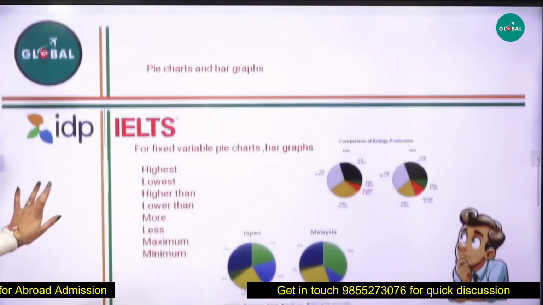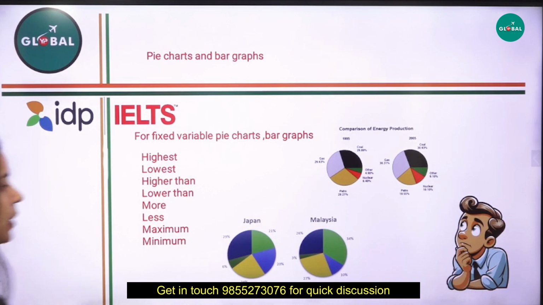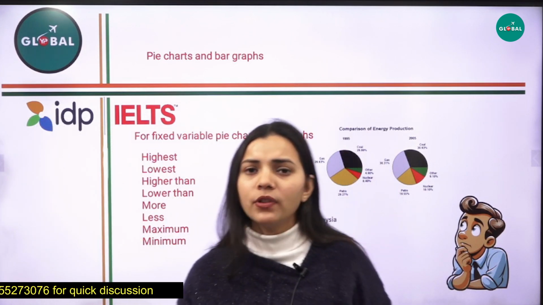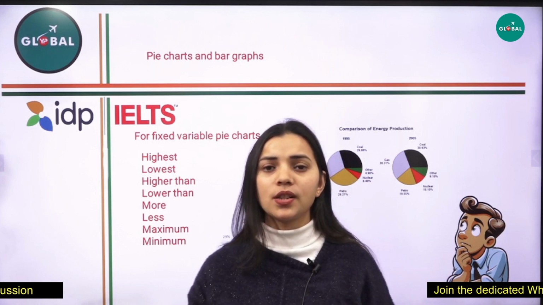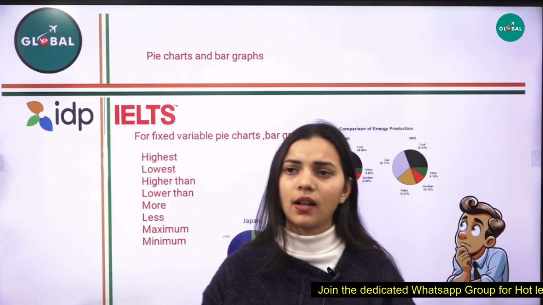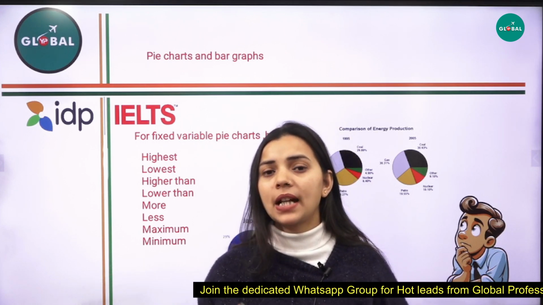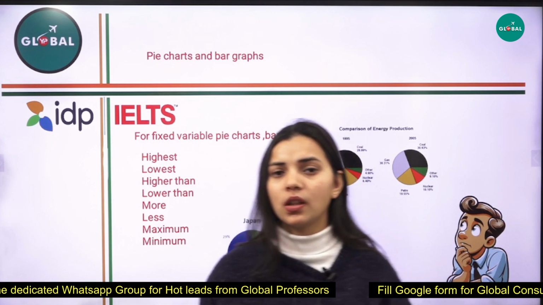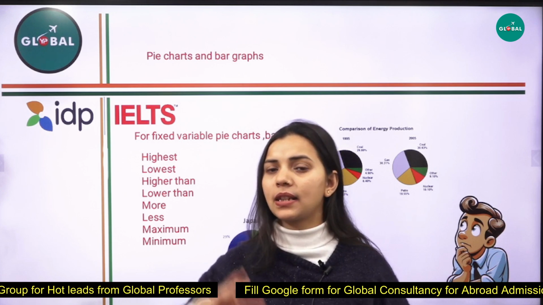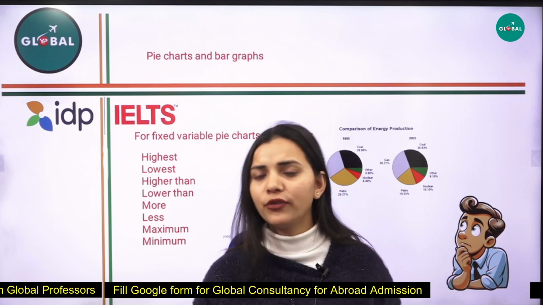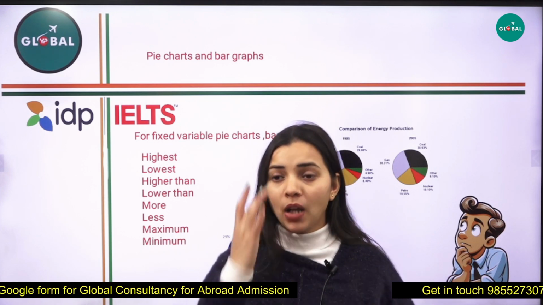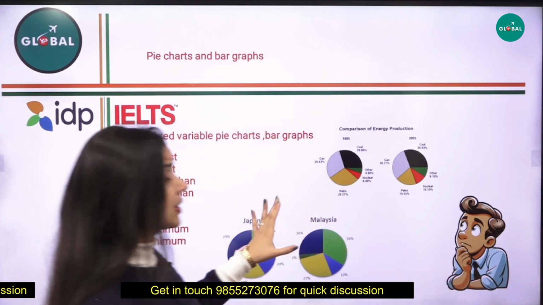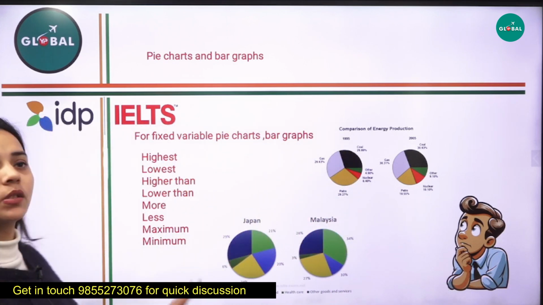Coming towards the fixed variable, pie charts and bar graphs. See, whenever a question comes in Task 1 related to pie charts, or I would say the bar graph, that is basically a fixed variable. A bar graph can be given in the moving variable as well as in the fixed variable as per the question. Now I'm talking about the pie charts. As you can see here, these are pie charts basically, right? These are also pie charts.